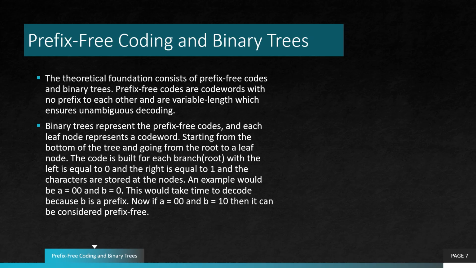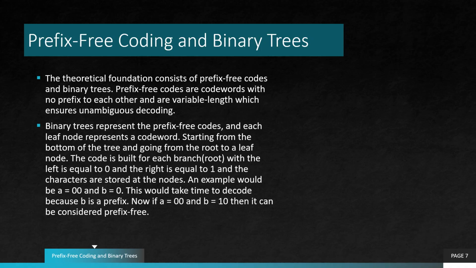The code is built for each branch from the root, with the left equal to 0 and the right equal to 1. And the characters are stored at the node. An example would be the letter A equals 00, and the letter B equals 0. This will take time to decode because 0 is a prefix of 00, meaning that they both start with 0. So you have to keep going to know which one it is, A or B.